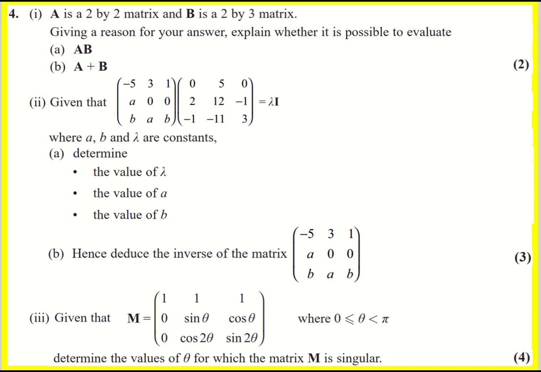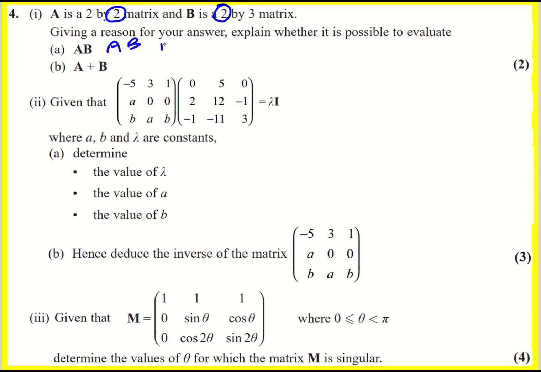A is a 2 by 2 matrix, B is a 2 by 3 matrix. Giving a reason for your answer, explain whether it's possible to evaluate AB, BA and A plus B. So to be able to do a multiplication, you have to have that the second number here, which is the number of columns, is equal to the first number here, the number of rows. And it is, so we're okay.